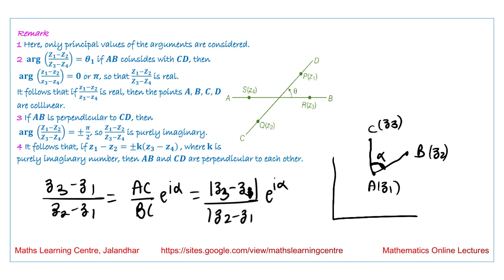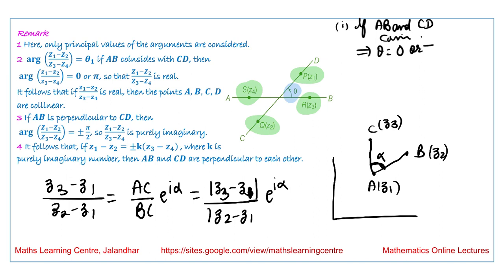So now we are considering that we have these points: P z1, Q z2, R z3, and the point z4, and the angle between CD and AB, we are saying, is theta. Now the first case we are considering is if AB and CD coincide. When they coincide, this implies that the value of theta is either 0 or pi.